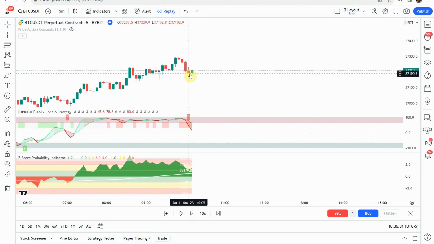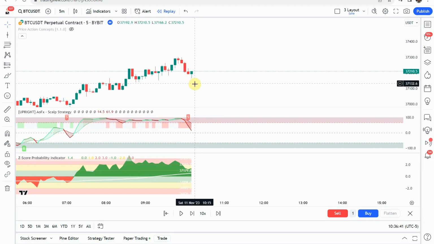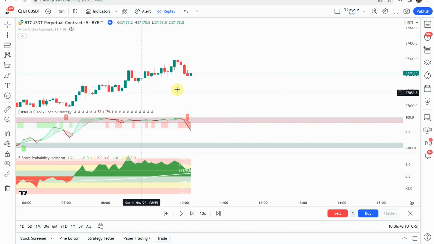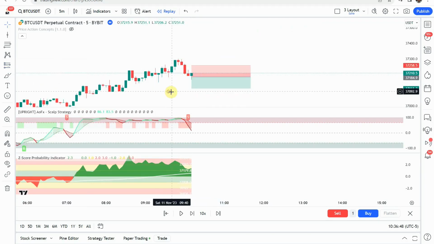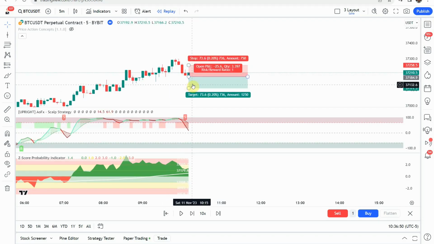Okay, you can see that we get a little bit of a push to the downside here, and we'd have probably had an order just set right below this signal candle here, waiting for it to be triggered by another candle. And we would have gotten that right here. Now, once that is in place, we would have an order set up like this here.